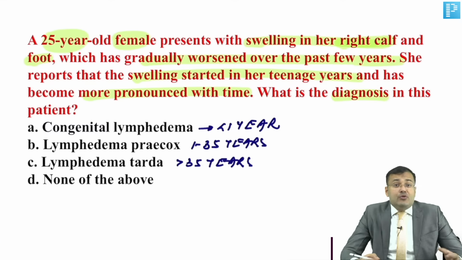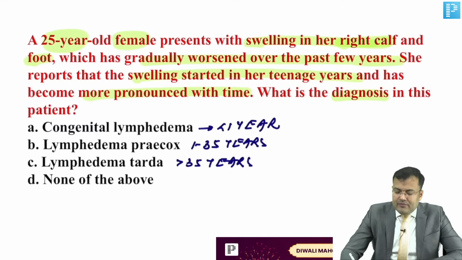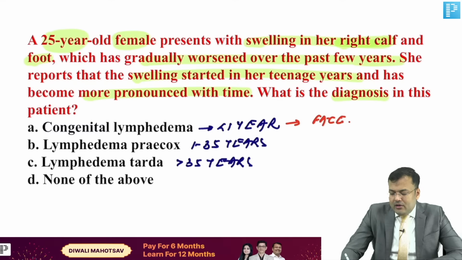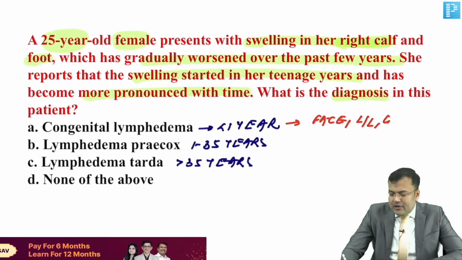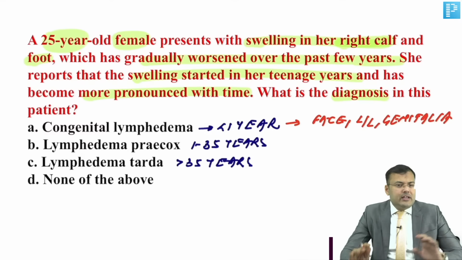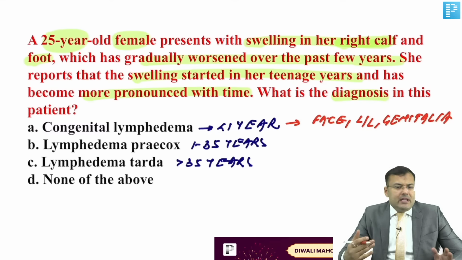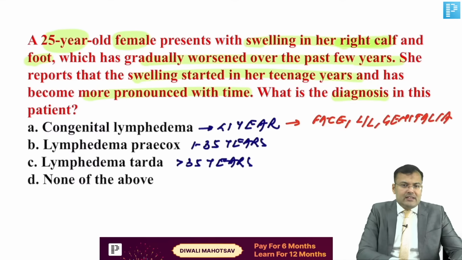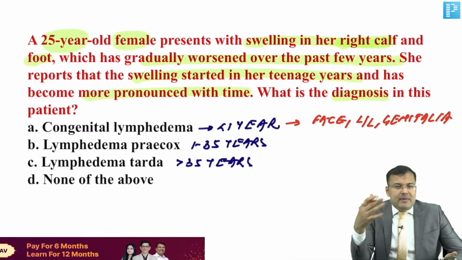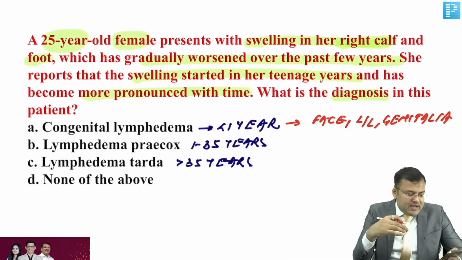Congenital lymphedema is usually bilateral and there is involvement of what? Face, lower limb and genitalia. Right. There is one question which is asked: familial version of congenital lymphedema is known as, let me tell you. Tell me guys, what is the correct answer?